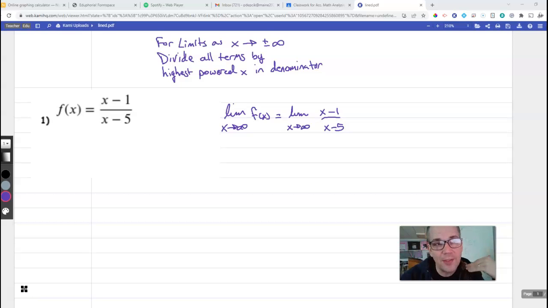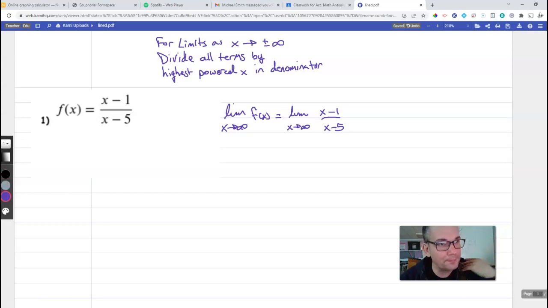Even if there's a coefficient on the term itself, like even if this had, say, a 7 in front of it, you'd still just divide by the x. You wouldn't worry about the coefficient whatsoever. And as I look at this particular function, the highest powered x in the denominator is just x to the first power.